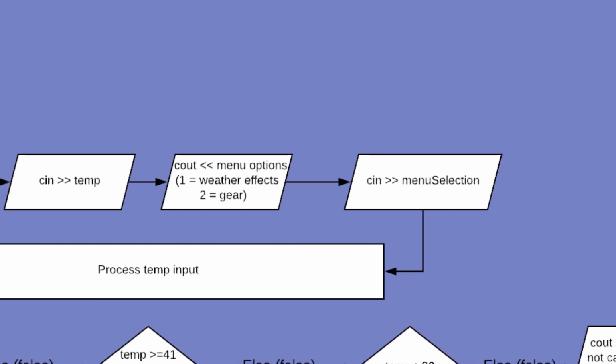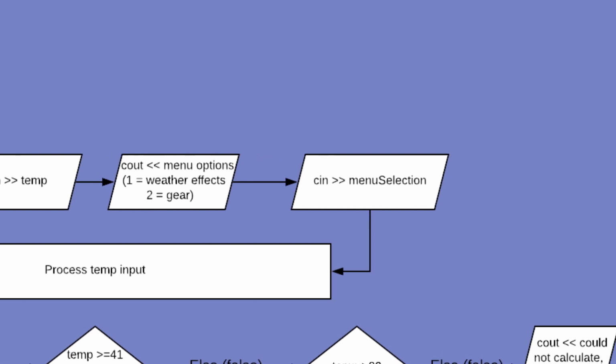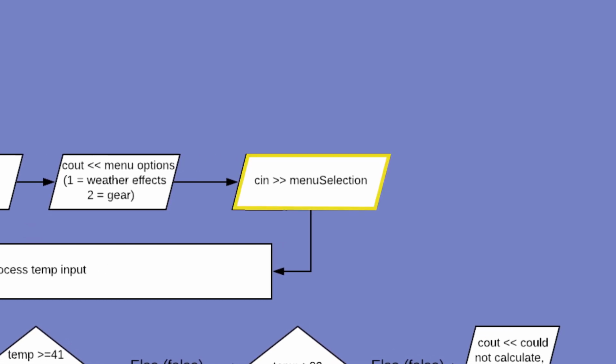Next, we're going to show the user some menu options. They could press 1 to see the weather effects predicted at that day's temperature, or they could press 2 and they would see some recommendations for useful gear that could come in handy for those potential weather conditions. We're then going to collect their choice using a cin command, and that's going to initialize menu selection. So now that's 2 variables for us.